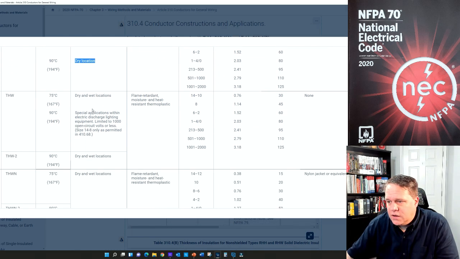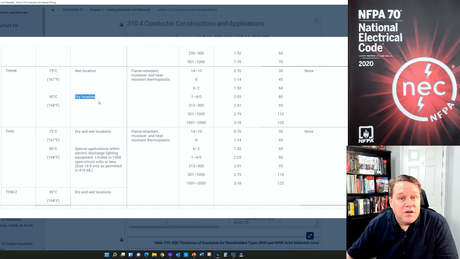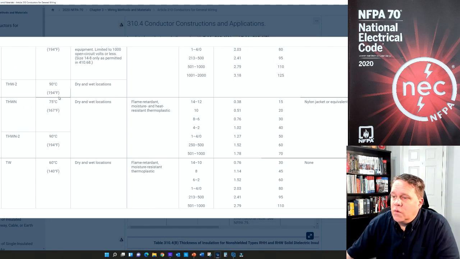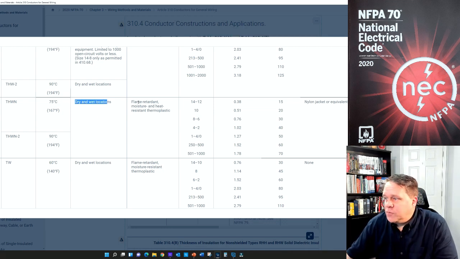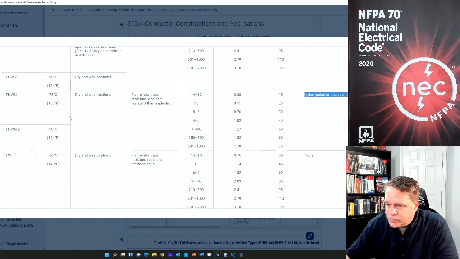Okay, interesting. Well, what if I wanted THHW and I needed the 90 degree rating and I'm in a wet location? Well, what you'd do is you would get yourself some THWN-2, which we know is 90 degrees in a wet, dry, or damp location. That's because it's a flame retardant, moisture and heat resistant thermoplastic. You can buy this stuff from 14 gauge up to 1000 kcmil. As we know, it's got a nylon jacket or equivalent.